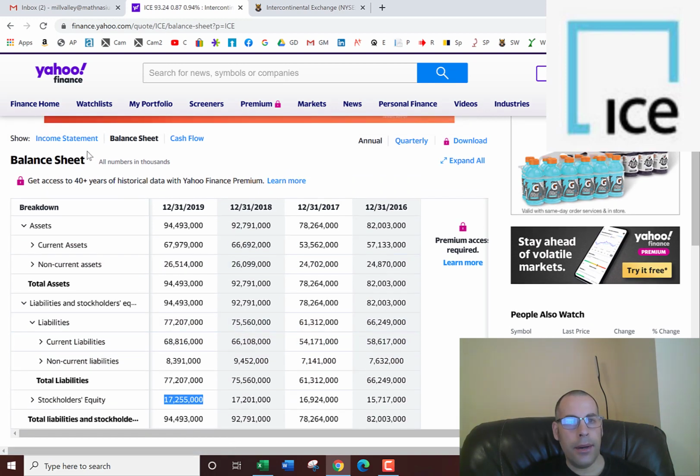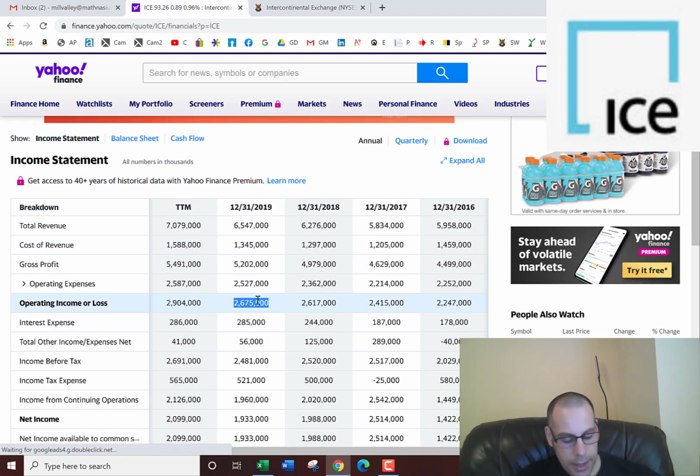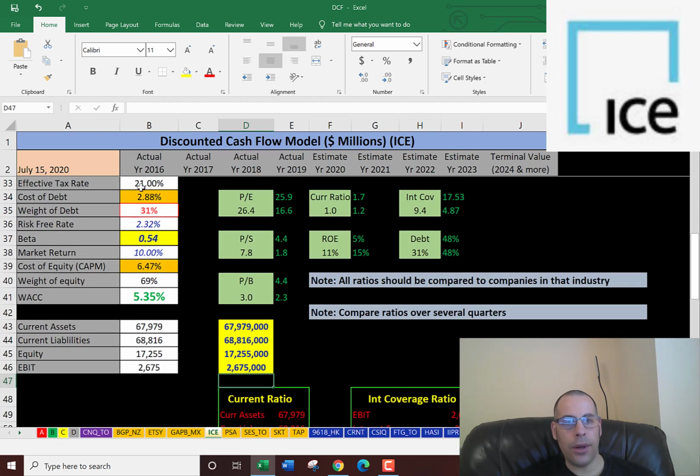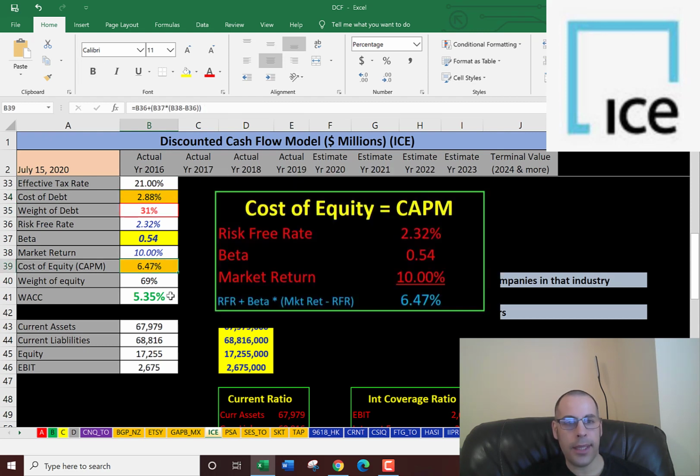Now let's get the EBIT, earnings before interest and taxes. That's called operating income on the income statement. That's $2.7 billion. And that number is needed for the interest coverage ratio. So let's look at a capital structure. Cost of debt is 2.9%, and they have 31% debt. Cost of equity is 6.5%, and they have 69% equity.